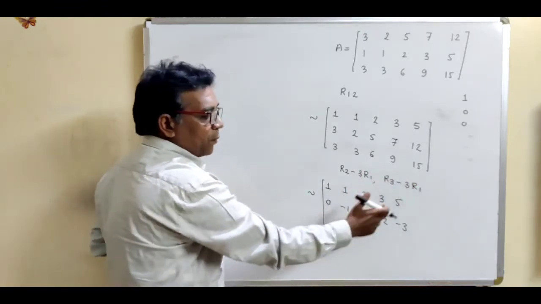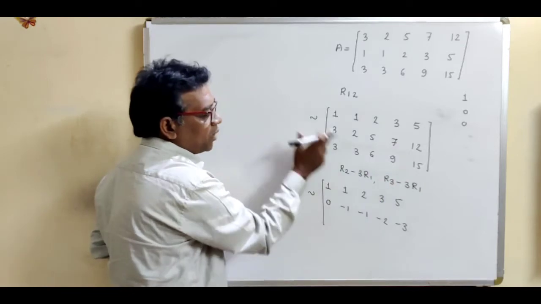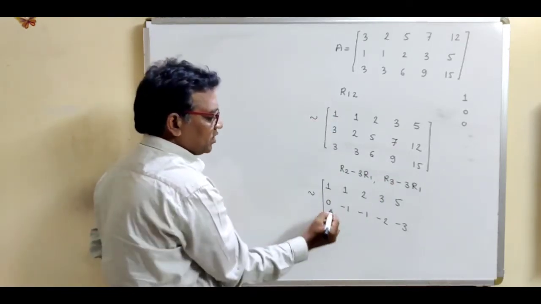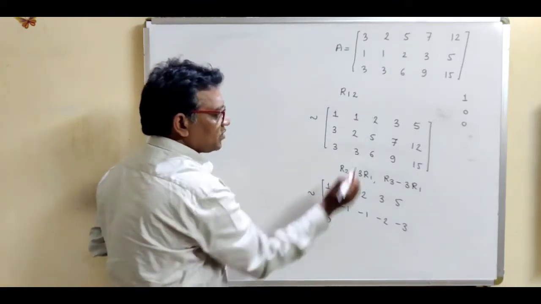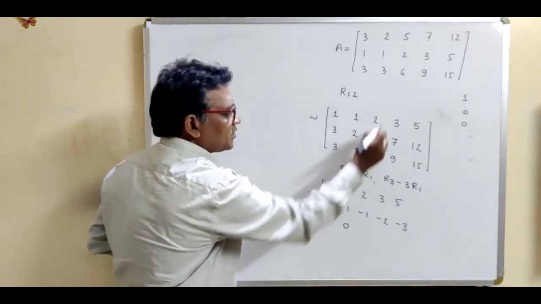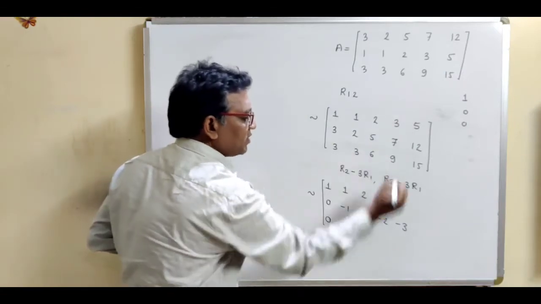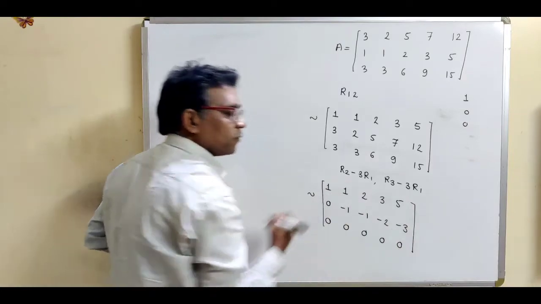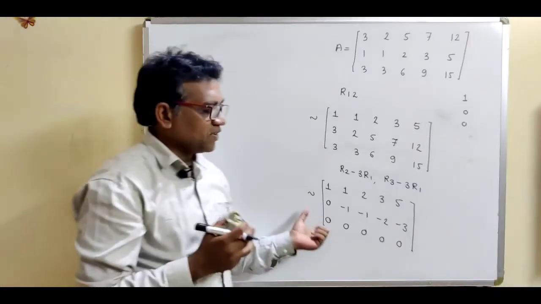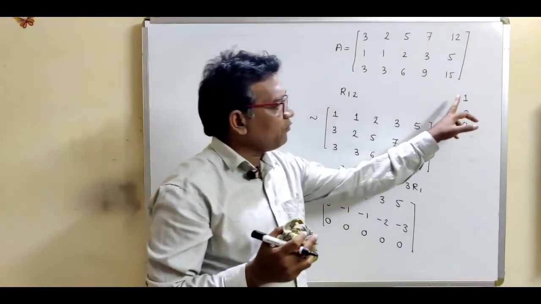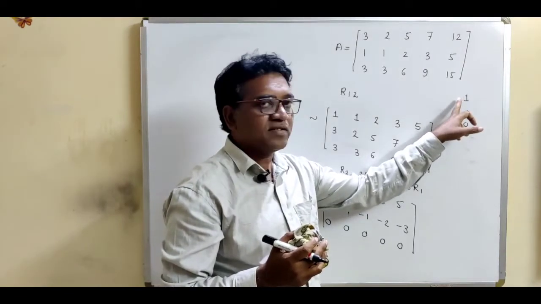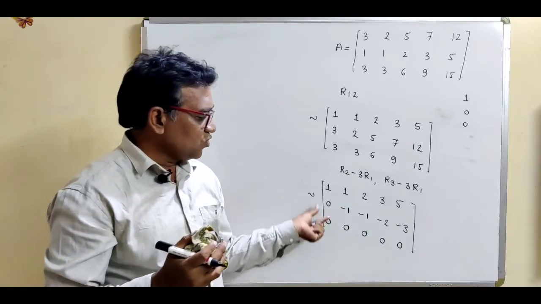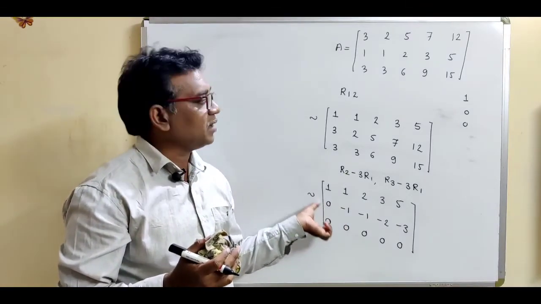Now use this elementary operation R3 minus 3R1. Multiply the first row by 3 and take the subtraction. 3 minus 3 is 0, 3 minus 3 is 0, 6 minus 6 is 0, 9 minus 9 is 0, and 15 minus 15 is 0. So see, this is the first step. First of all, make the first element 1, and by using this element 1, make the corresponding column 0. There are just two elements, so make these two elements 0.